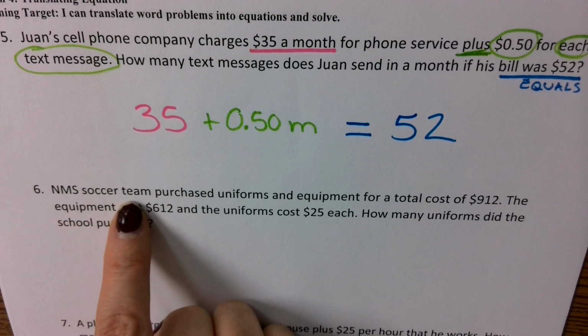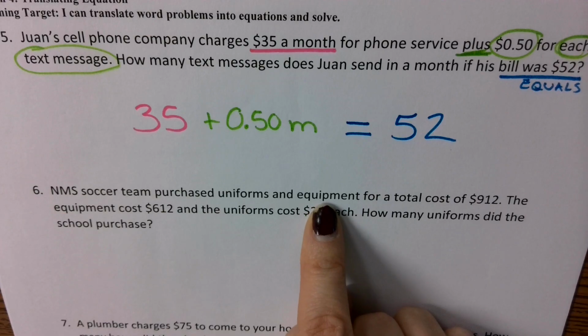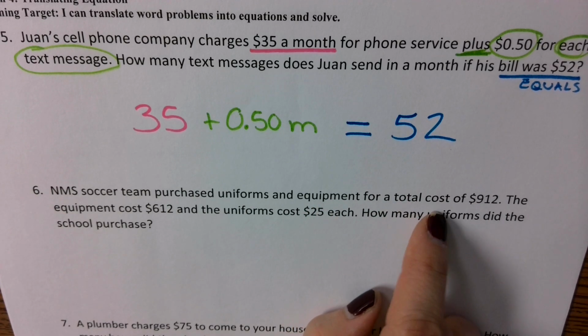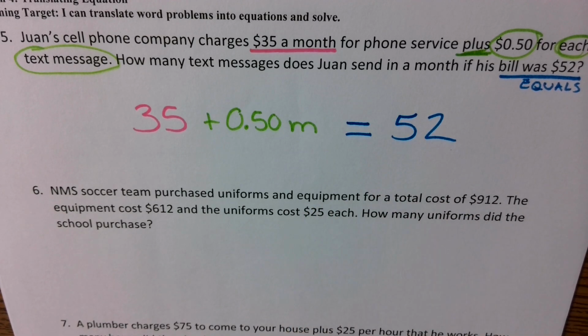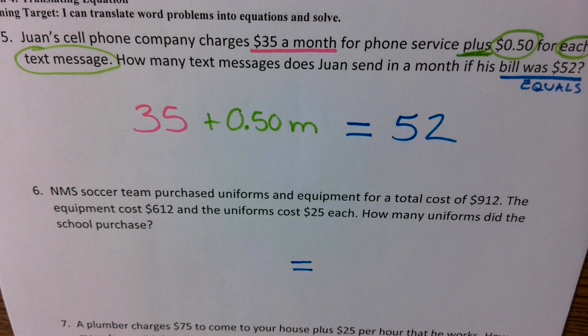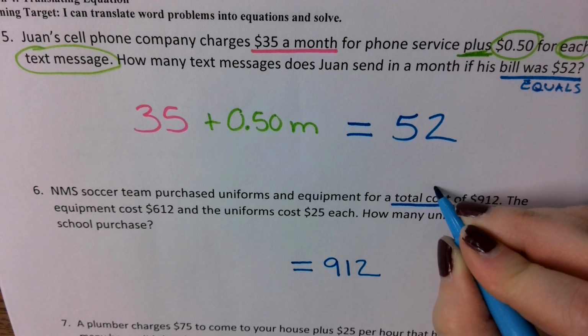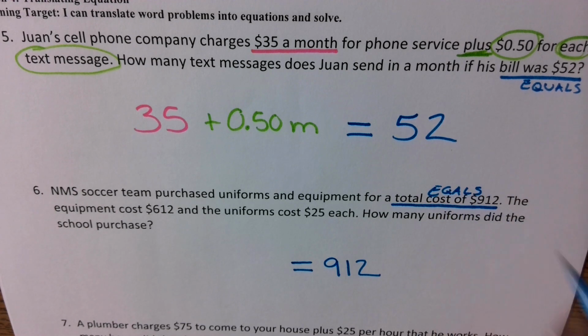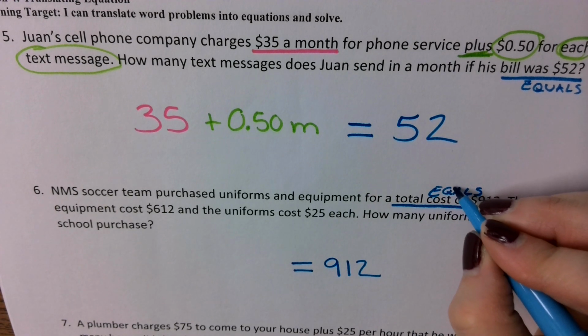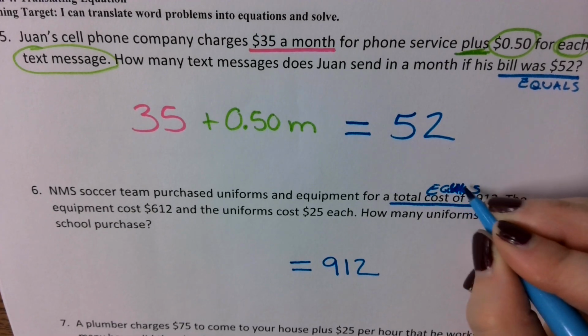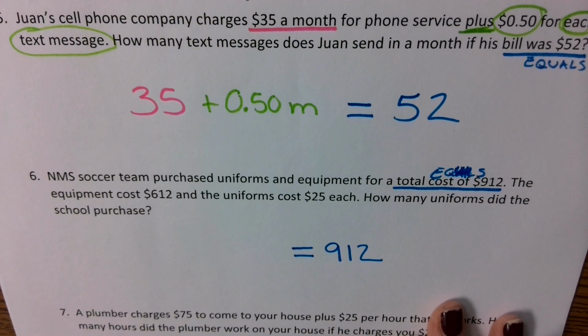All right, Northbrook Middle School soccer team purchased uniforms and equipment for a total cost of $912. The equipment costs $612, and the uniforms are $25 each. So how many uniforms can the school purchase? What are we setting it equal to? The equation is set equal to what, Jacqueline? $912. Okay, our total cost right here, this is our equals. That's what we're setting it equal to. All right. So there's our total cost.